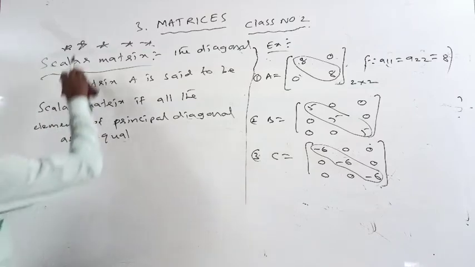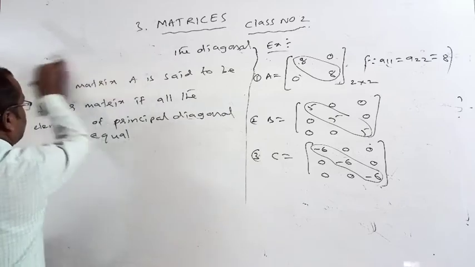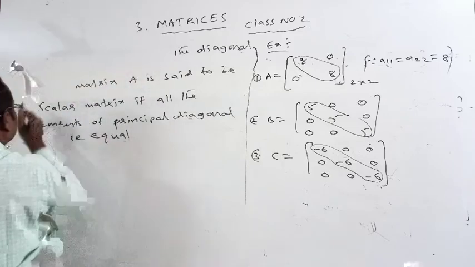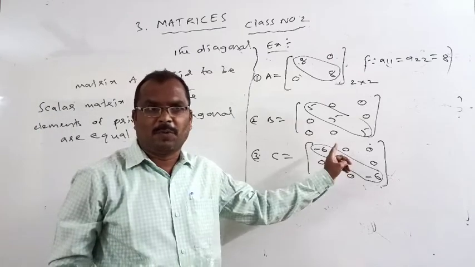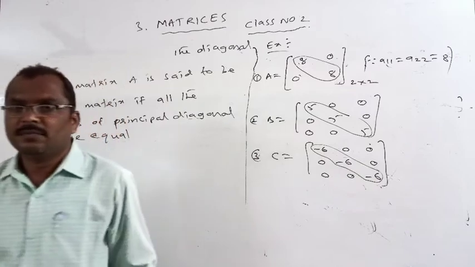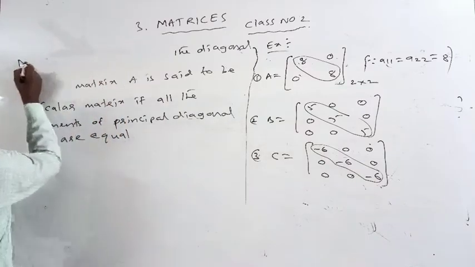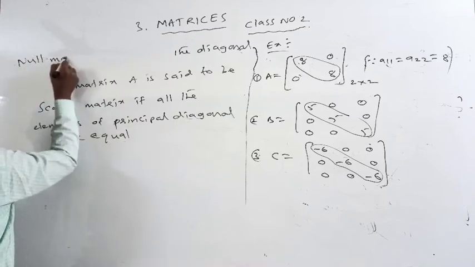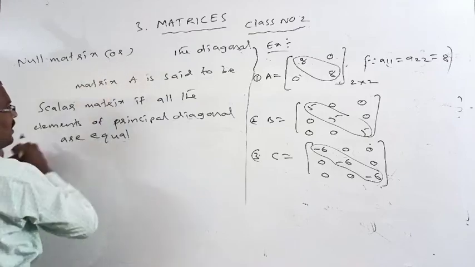Next one, zero matrix, or you can write null matrix. For a rectangular matrix, scalar matrix is not possible. So write the null matrix, or zero matrix.